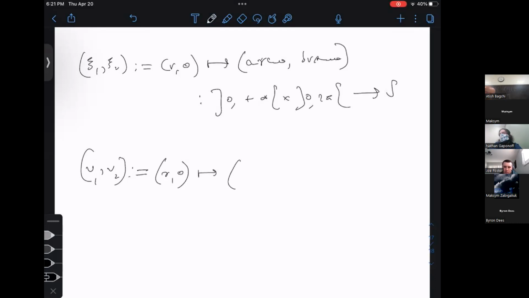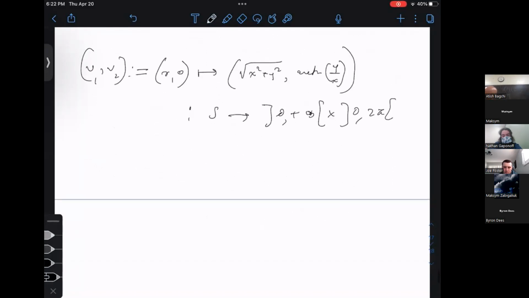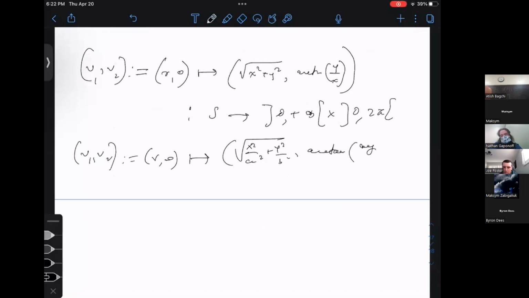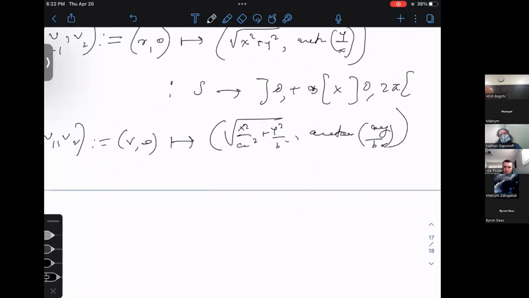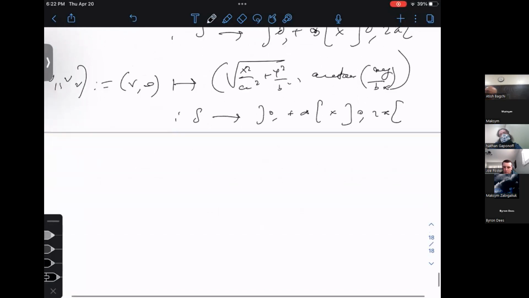I had 3y over 6. My A was 3 and my B was. X squared plus y squared, comma, arctangent of y over x, from S to 0 to plus infinity cross 0 to 2 pi. And in this case, epsilon 1, epsilon 2 would be r theta going to square root of x squared over a squared plus y squared over b squared, arctangent of ay over bx, going from S to 0 to plus infinity cross 0 to 2 pi.